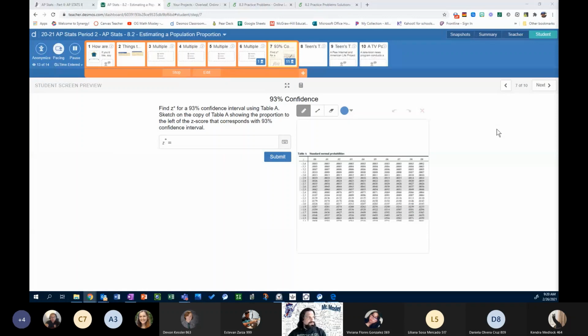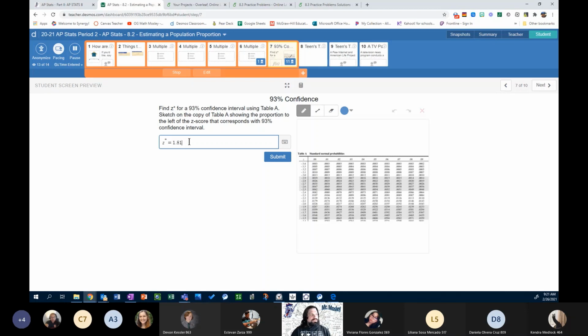All right, let's talk about this one. Looks like we got a few different answers going on. All right, so let's look at the work here. So the correct Z star, the correct value, should be 1.81 from table A.